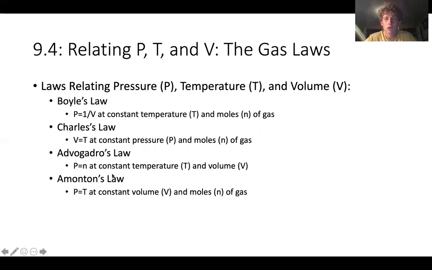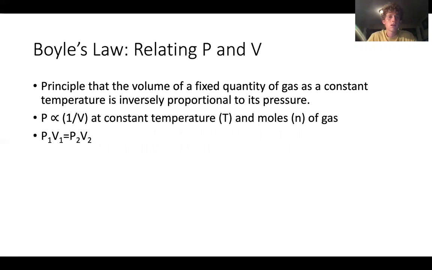Okay, so the first part I'm going to focus on is relating the different parts of the gas laws, which are pressure, temperature, and volume, and moles as well. I should have included that. So I'm going to go through the different laws that relate these different factors of gas, which are Boyle's law, Charles's law, Avogadro's law, and Amontons's law.